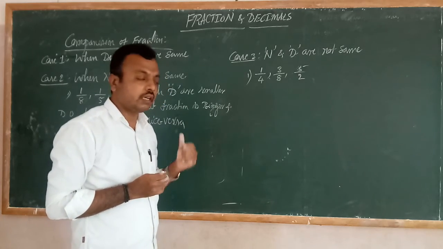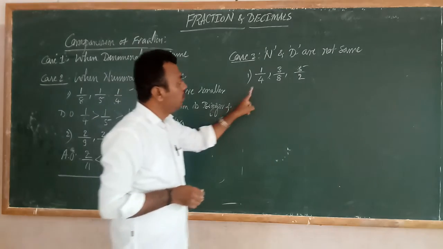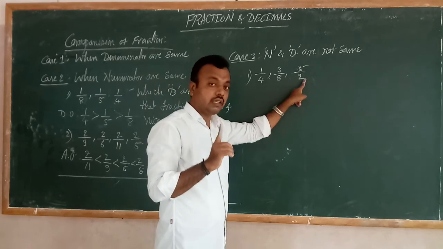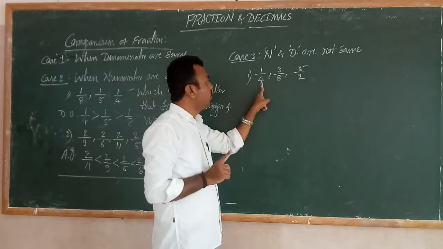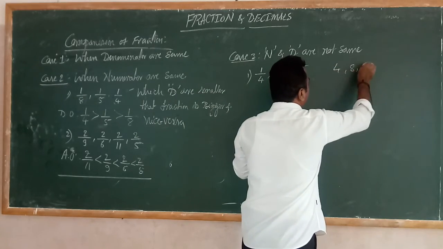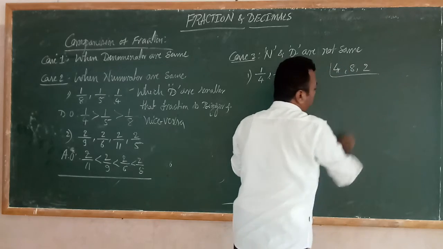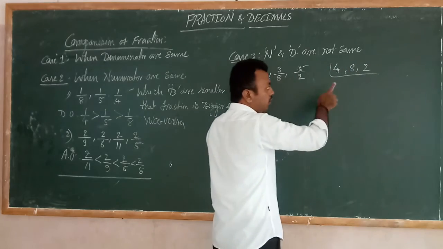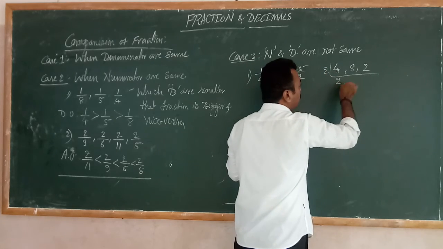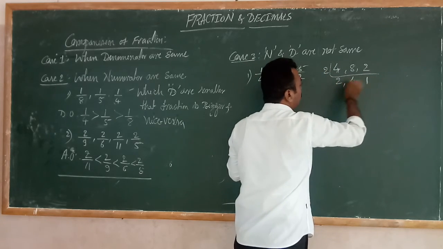How are we doing these kinds of problems? Very simple. When the denominators are unequal, we have to take out the LCM of the denominators. So for 4, 8 and 2, we have to take out the LCM first. You know how to find the LCM. 2 2s are 4, 2 4s are 8 and 2 1s are 2.